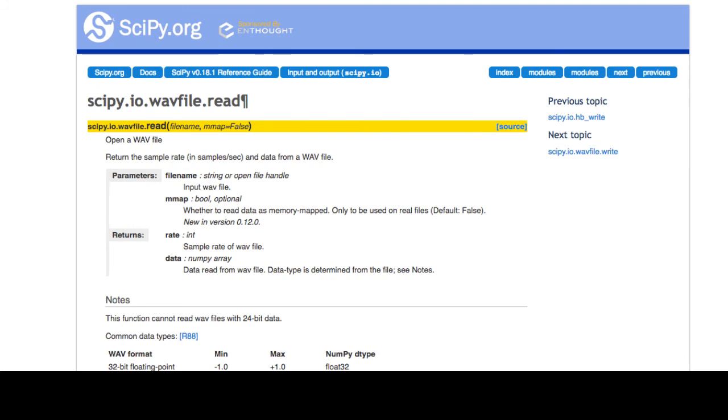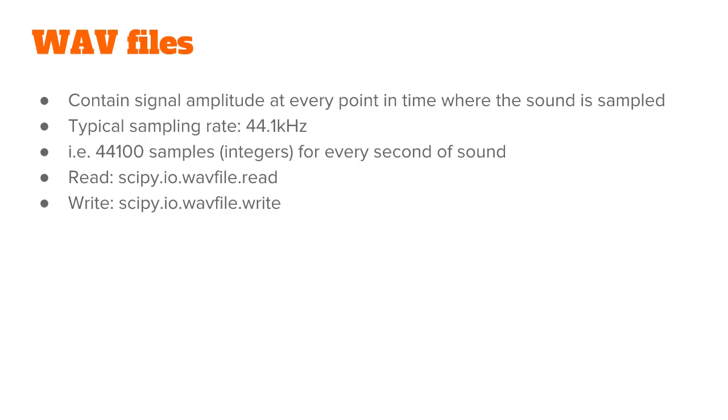In addition to images, another common source of physical data is audio. Audio is sound, and sound in its simplest format is stored as the WAV file. These files contain the signal amplitude at every point in time of the sound, and a typical sampling rate is 44.1 kHz. So that means for every second of sound, you'll have 44,100 integers representing it. You can load in these files using scipy.io.wavfile.read, and you can write them using scipy.io.wavfile.write.